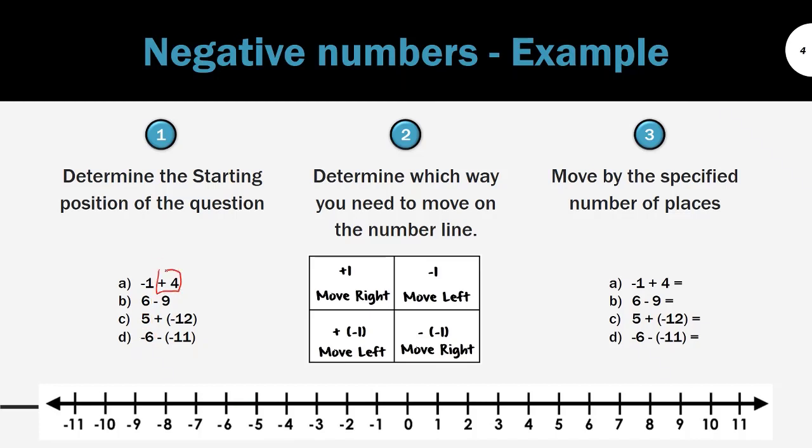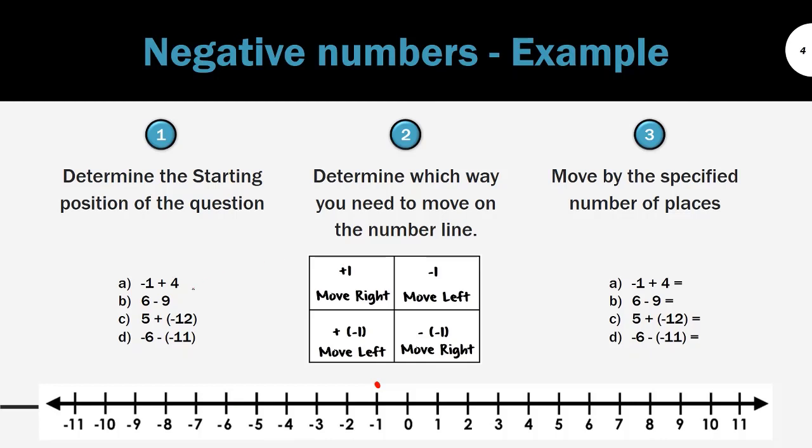So that's what this part here of the question tells us. That tells us which direction we need to move on the number line. Okay, and then we move by the specified number of places. So that's what this number tells us. How many places do we need to move? It tells us that, and then we give our answer. So let's go through these, okay? So this first one here, we're starting at negative 1.